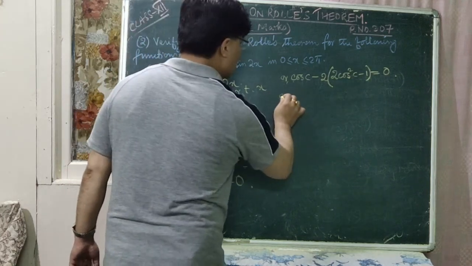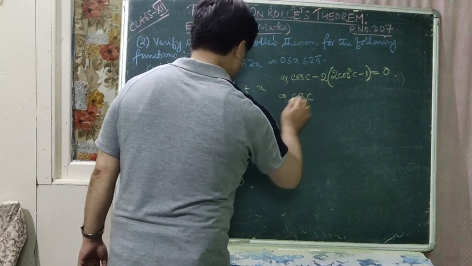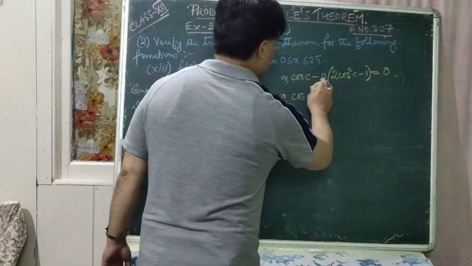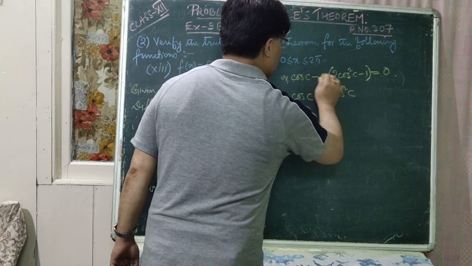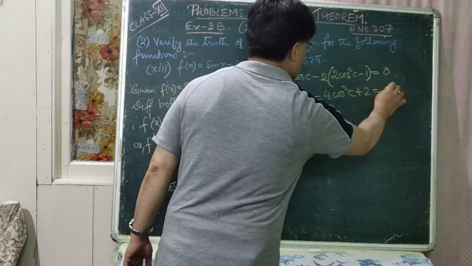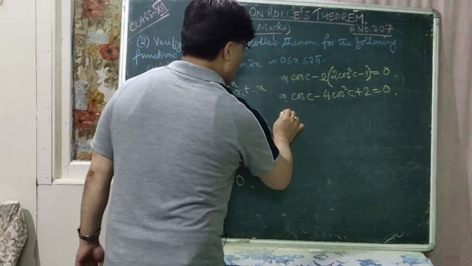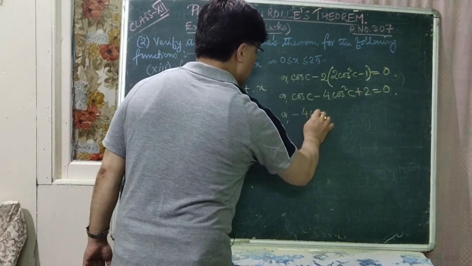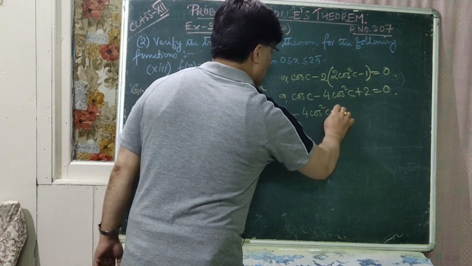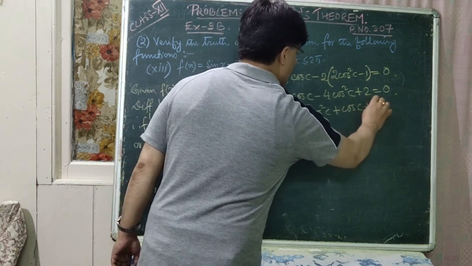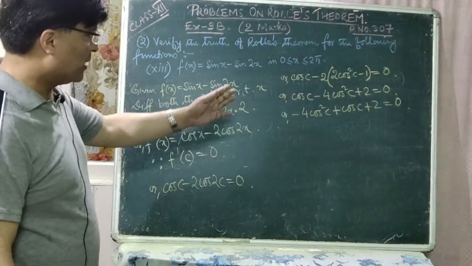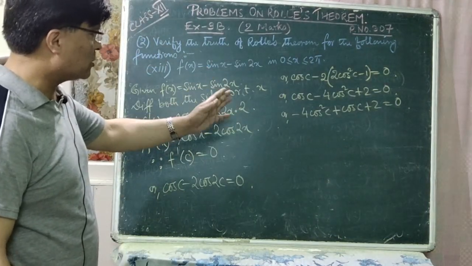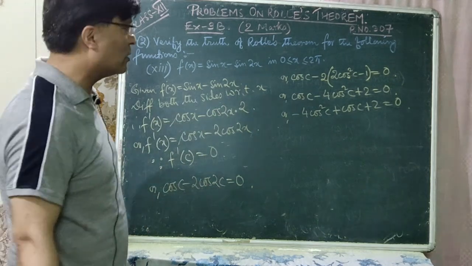Now let us simplify it. This is cos c, okay? Then minus 2 into 2 cos square c minus 1, so minus 4 cos square c plus 2, which is equal to 0. Or you can have minus 4 cos square c plus cos c plus 2 is equal to 0. Is that clear? So minus 4 cos square c, plus cos c plus 2 is equal to 0.